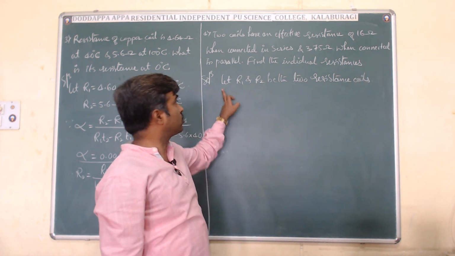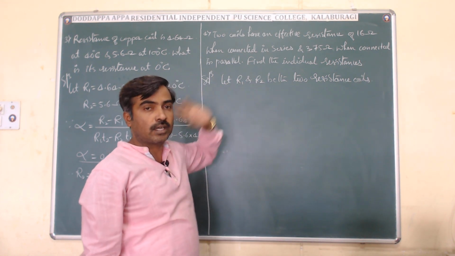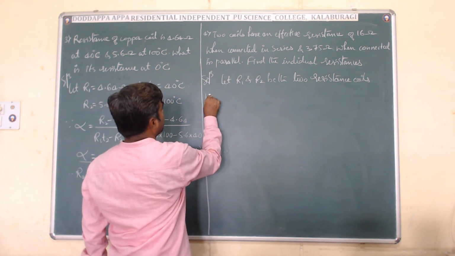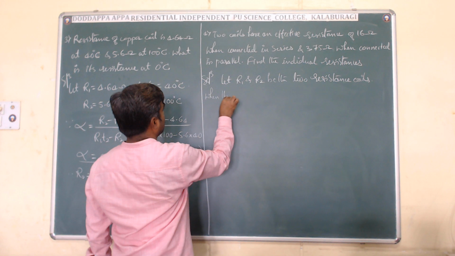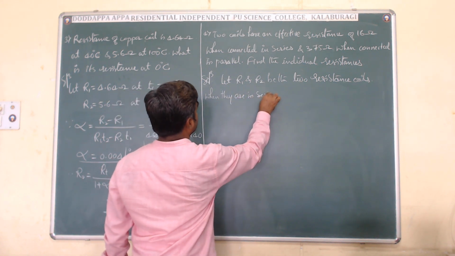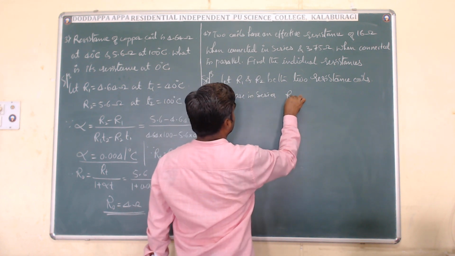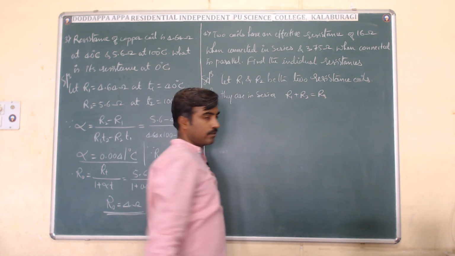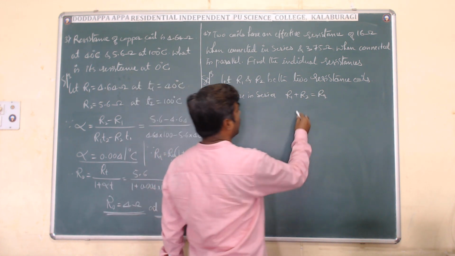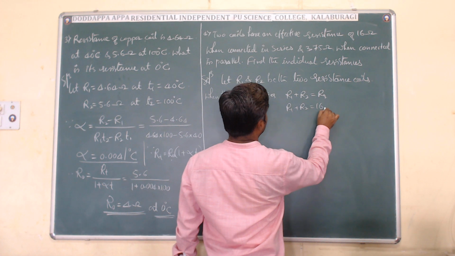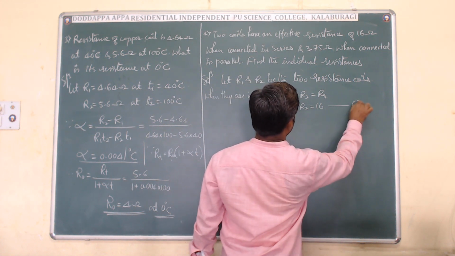Okay, the values R1 and R2 are to be calculated here. Given that when they are in series, R1 plus R2 is equal to RS, which we can write as R1 plus R2 is equal to 16 ohms. Let it be equation 1.